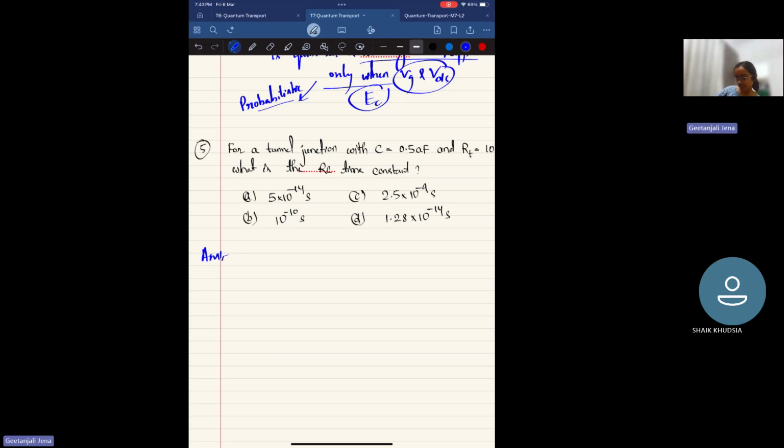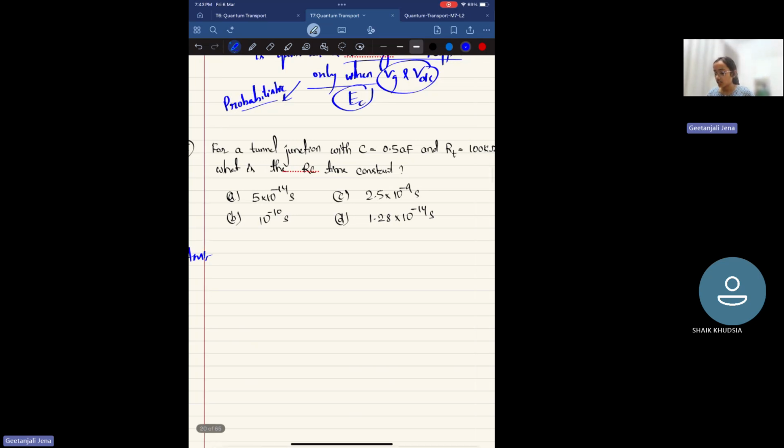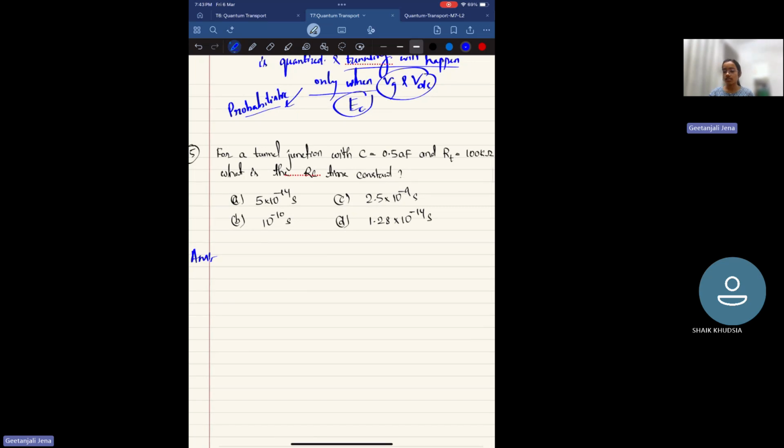Question number 5 is a numerical problem. It is given for a tunnel junction with capacitance 0.5 attofarad and RT 100 kilo-ohm. What is the RC time constant? So, can you please calculate it?